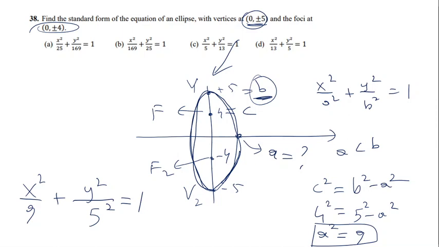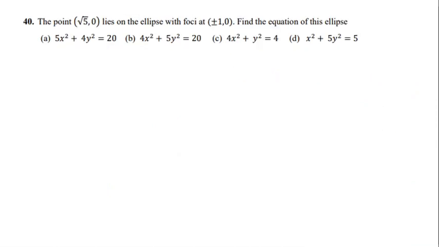So it has to be x squared over 9 plus y squared over 25. Okay, I think there's a mistake here. This has to be 9.